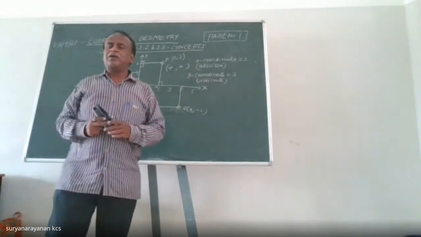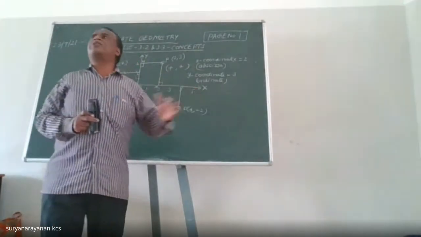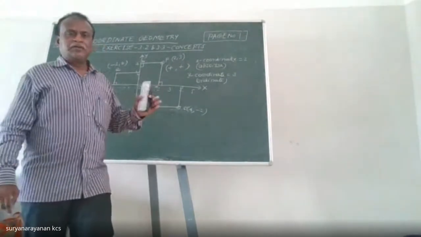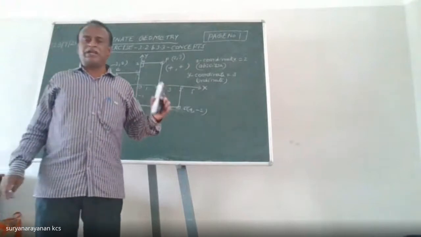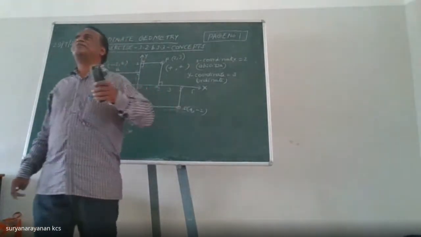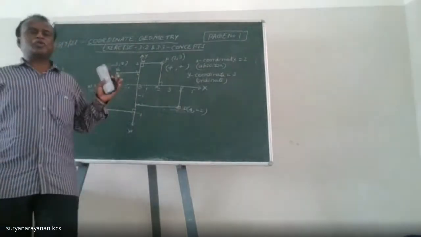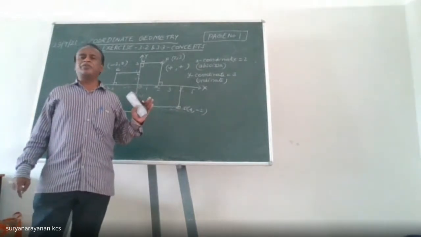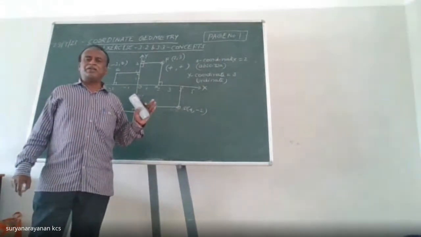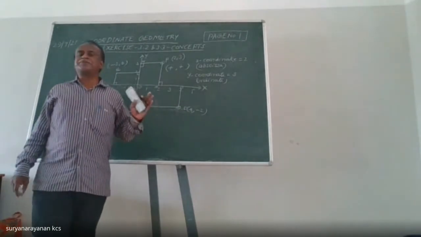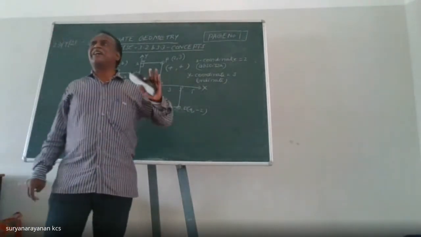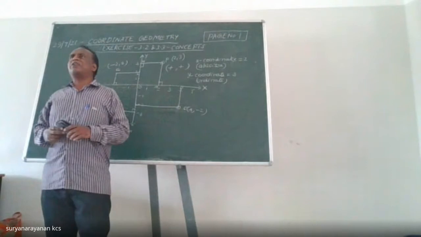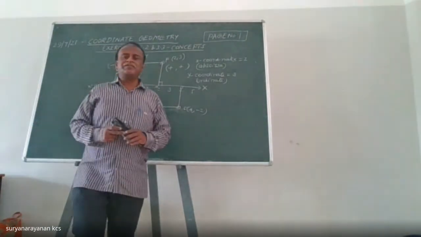They will give a point and they will ask you in which quadrant the given point lies. Based on the sign of the x coordinate and y coordinate, no need to plot that point in the Cartesian plane. Just by observing the sign of the x coordinate and y coordinate, we have to identify the quadrant in which the given point lies.